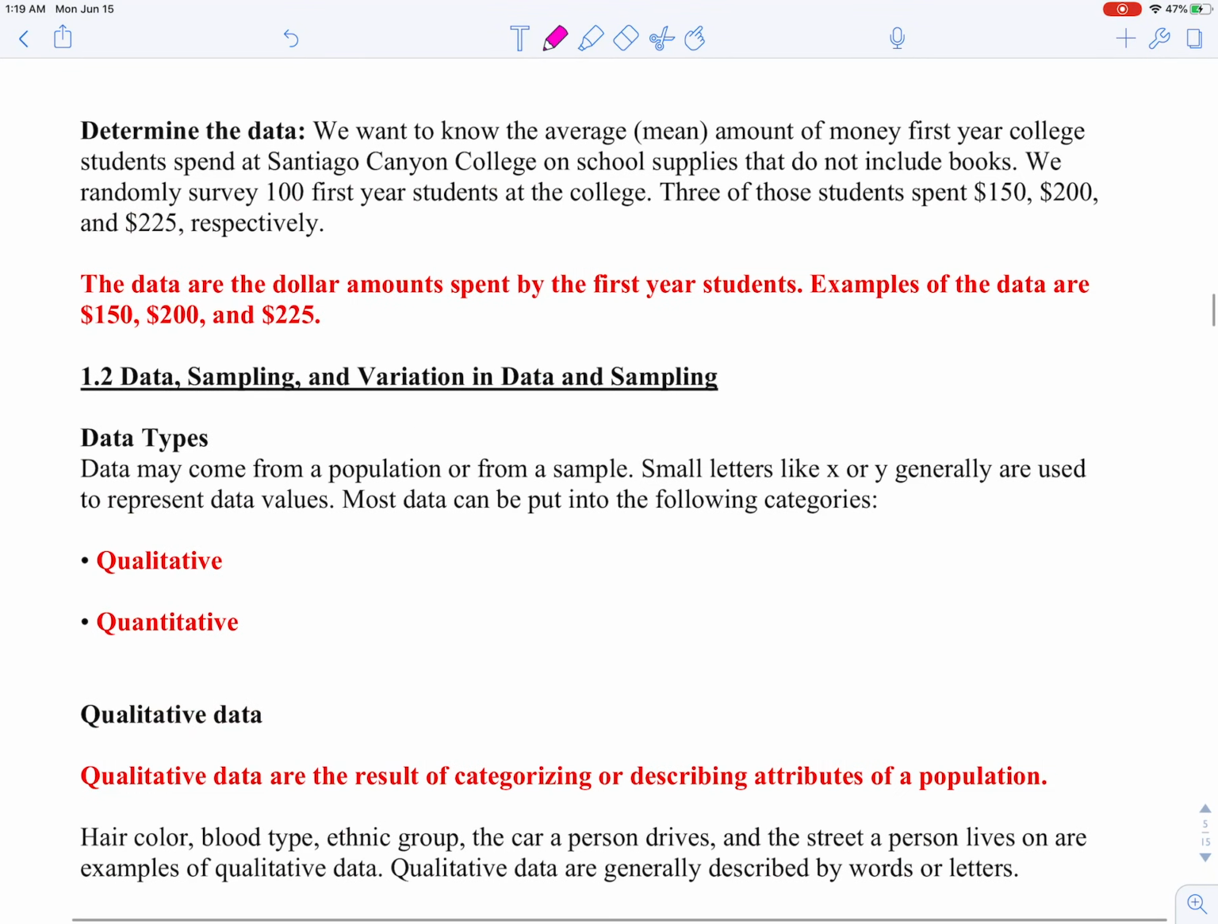All right, so again, same example, this time determine the data. In this case, we have some numerical data, which was the amounts that each student spent. All right, so on to the next section here.